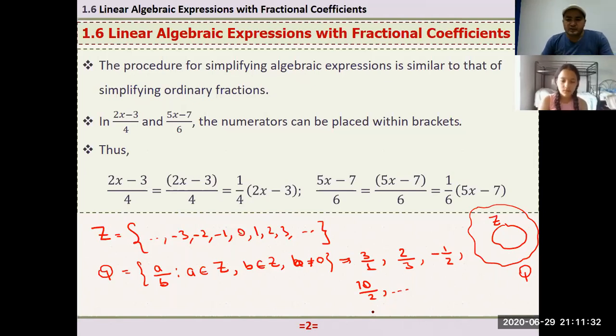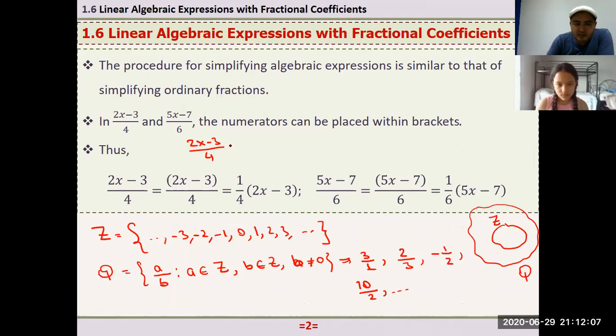If you take one algebraic fraction, for example, 2x minus 3 over 4, why do we call this an algebraic fraction? Because if any fraction contains any letter, we call it an algebraic fraction. Algebra is a branch of math that deals with variables. As you see, in the numerator I have the variable x, that's why we call this an algebraic fraction.